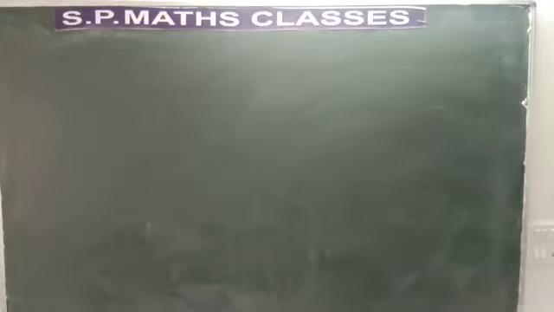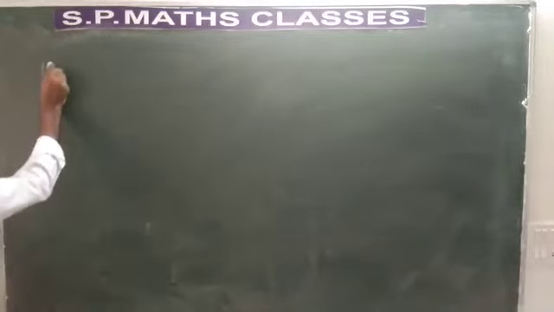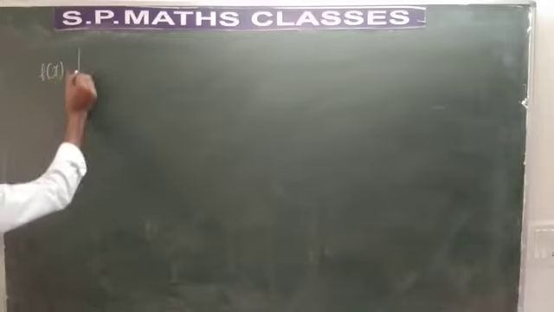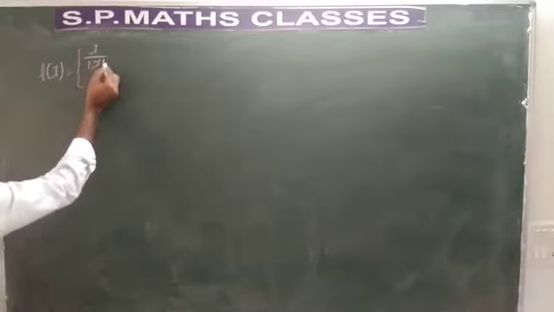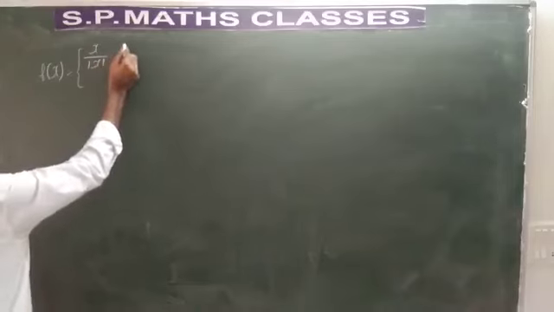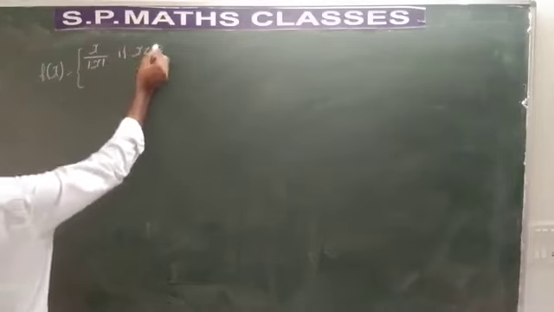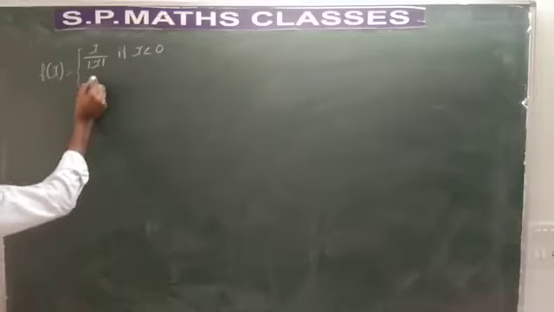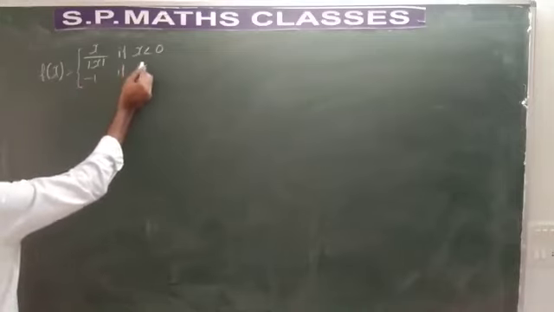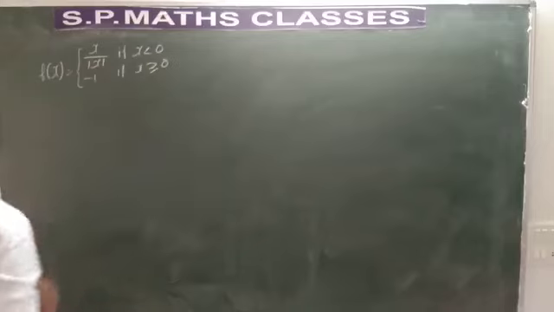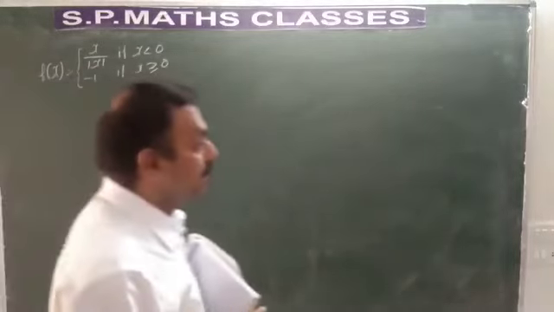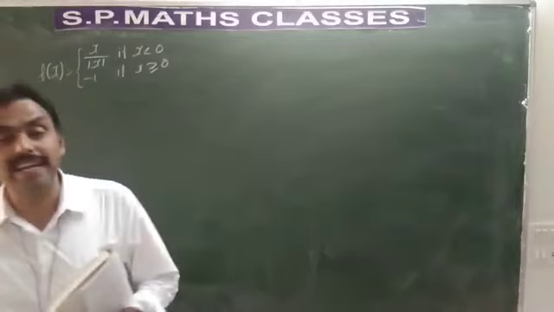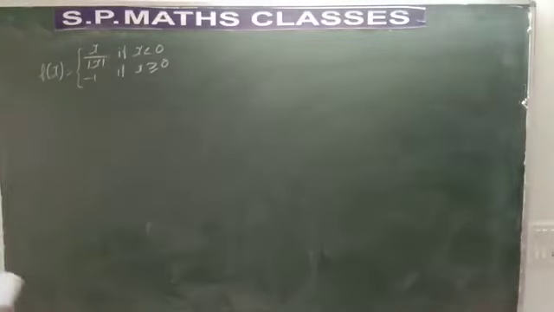f of x is given as x divided by modulus x if x is less than 0, and it's minus 1 if x is greater than or equal to 0. You need to find all the points of discontinuity. Remember, we are solving problems on finding the points of discontinuity, all the points of discontinuity.